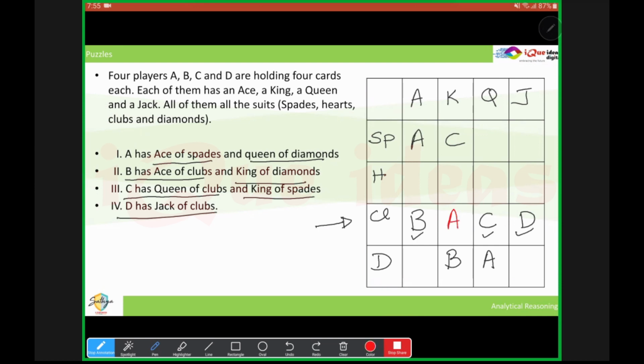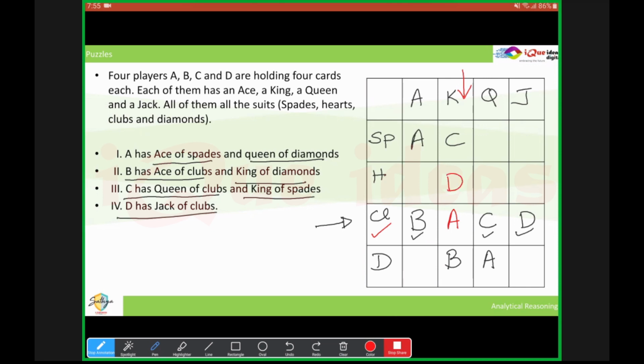Right? So clubs is done. Now, kings, if you take a look at the king column, C, A, and B are already there. So now I can fill in D. So my king column is also done. Clubs row is done. Now I can start filling in the remaining data.